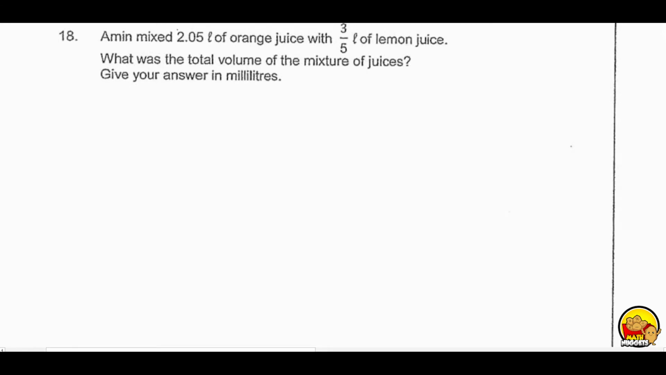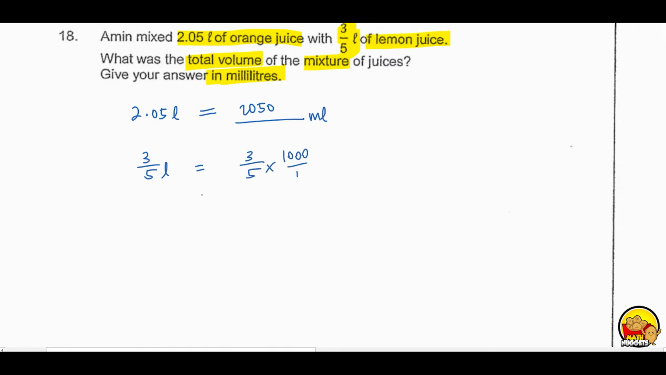Amin mixed 2.05 liters of orange juice with 3/5 liters of lemon juice, and we're trying to find the total volume of the mixture in milliliters. So definitely this is the first thing we got to do. 2.05 liters we convert to milliliters. We multiply by 1000. So this will give us 2050 milliliters. And 3/5 liters, if we convert, we have to multiply by 1000 this way.